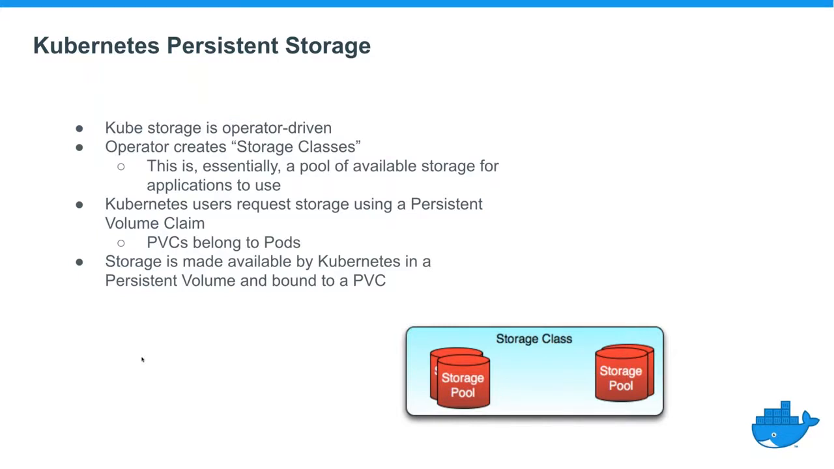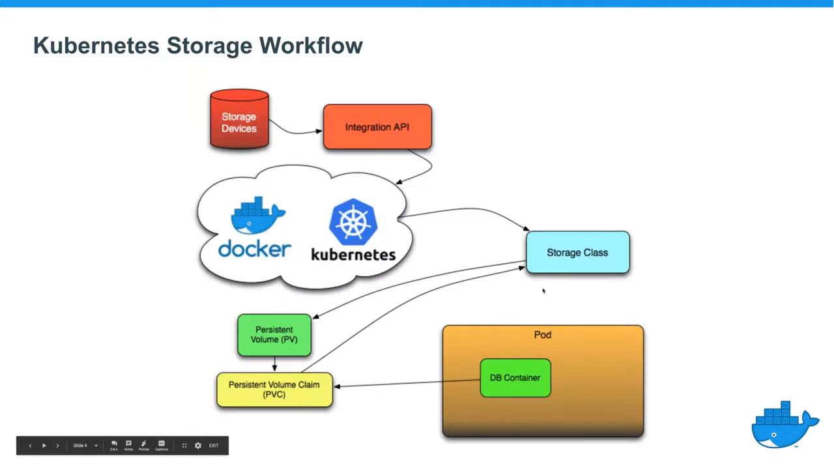And remember, the persistent volume claim is separate in the lifecycle from the actual containers of the Kubernetes pod. So let me show you a little diagram of how the workflow happens with this. We've got various and sundry storage devices, whatever it might be: network attached, storage attached, block volumes at a cloud, doesn't really matter. Those are connected through an integration API into Docker and Kubernetes.